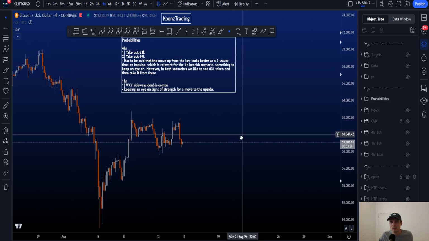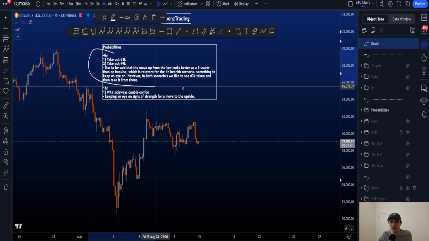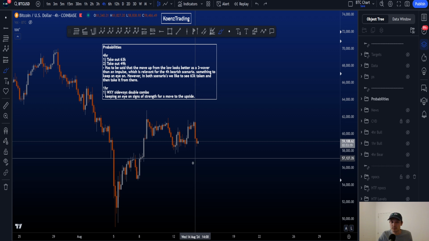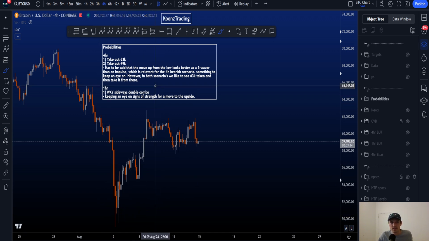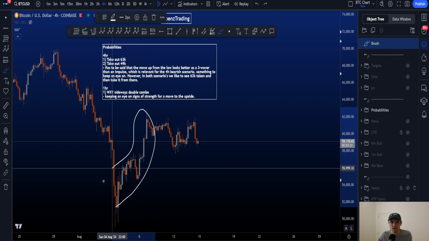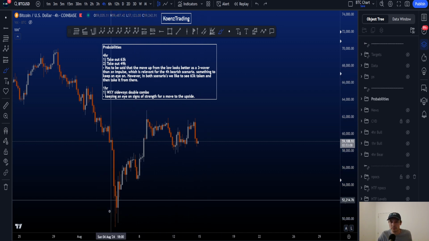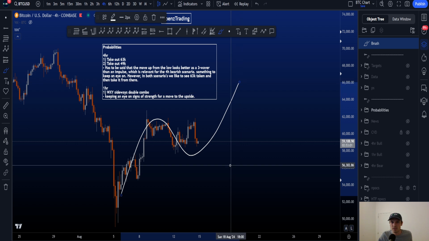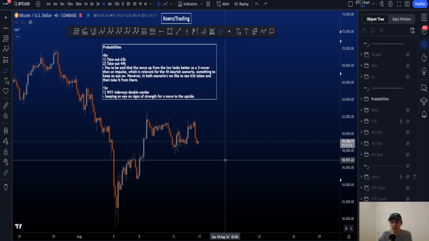If we then finally look at the probabilities of the different scenarios, then on the 4-hour time frame, the probabilities are highest to take out 63K at least first, instead of taking out 49K. It has to be said that the move to the upside here from the low looks better as a 3-waver compared to it being an impulse, a 5-wave impulse structure, which is relevant for the 4-hour bearish scenario, of course, being a WXY structure, something to at least keep an eye on if price moves to the upside.